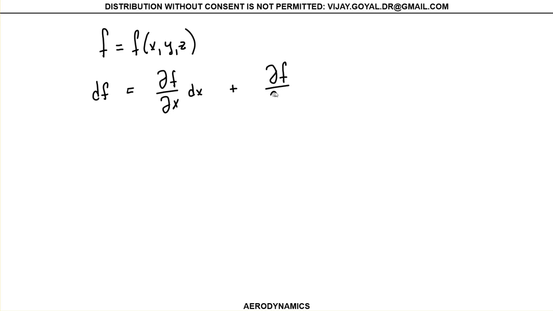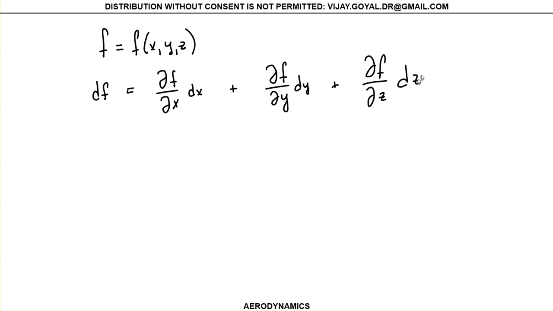So let's see what is happening here. Before we do that, let's just pause for a moment and review a little bit of vector calculus here. If f was a function of x, y, and z, then df would be nothing else than partial of f with respect to x, dx, plus partial of f with respect to y, dy, plus partial of f with respect to z, dz.